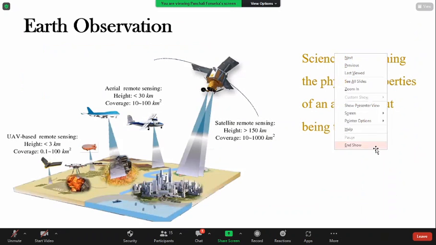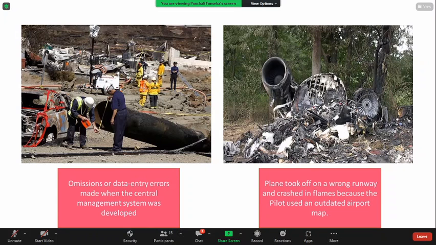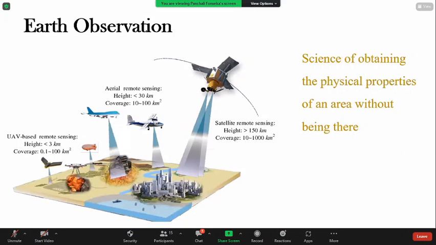As I showed in my previous slides, the plane crashed because the data was not up to date. In Sri Lanka, we have very old data sets in each and every local department, and updating data is very difficult because they mostly use field observation. So Earth observation comes into the field when field observation is difficult and takes time.